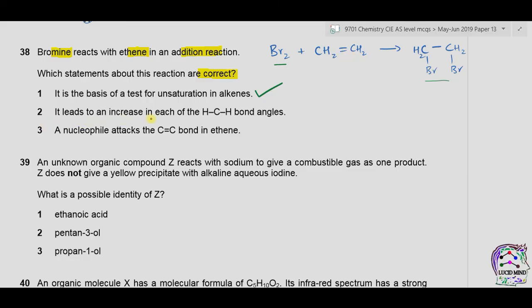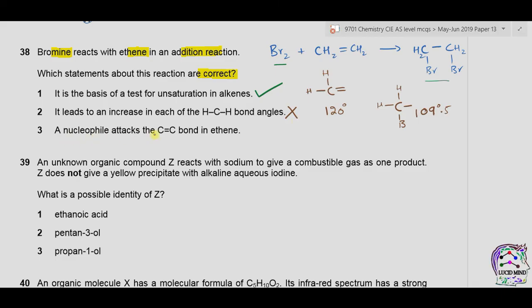2. It leads to an increase in each of the HCH bond angles. As we can see, in CH2=CH2 the bond angles were 120 degrees, as there were 3 bonds around the central carbon. But now in CH2Br-CH2Br we can see that carbon is making 4 single bonds. So now the bond angle has decreased to 109.5 degrees. So this statement is wrong.